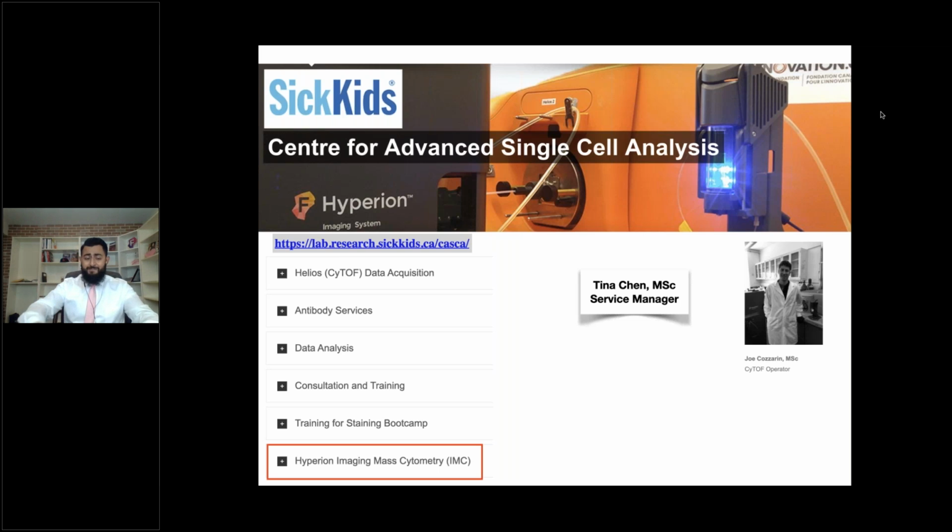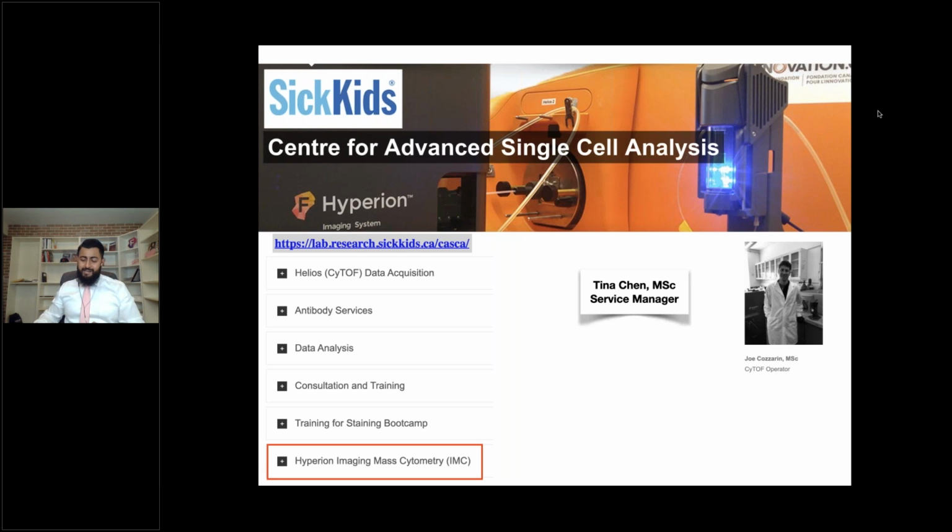All right, let's dive in. The technology being highlighted today is the Hyperion Tissue Imaging System. The application that we're going to focus on is Imaging Mass Cytometry. What makes today even more special is that it marks the official launch of the tissue imaging services offered from the Center for Advanced Single-Cell Analysis at SickKids Research Institute in Toronto, Ontario.